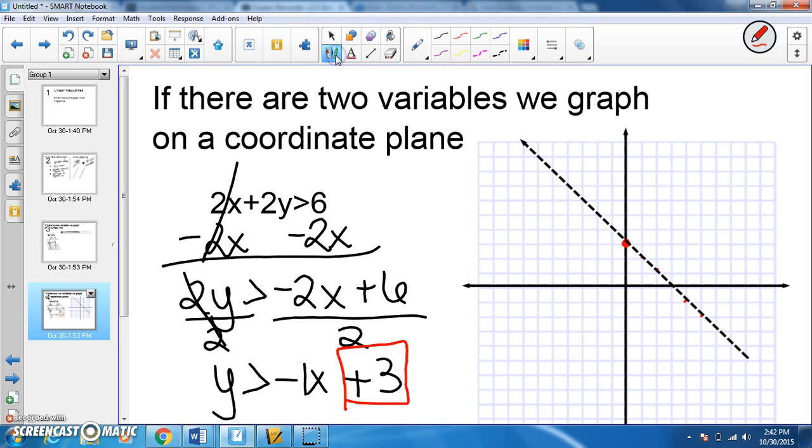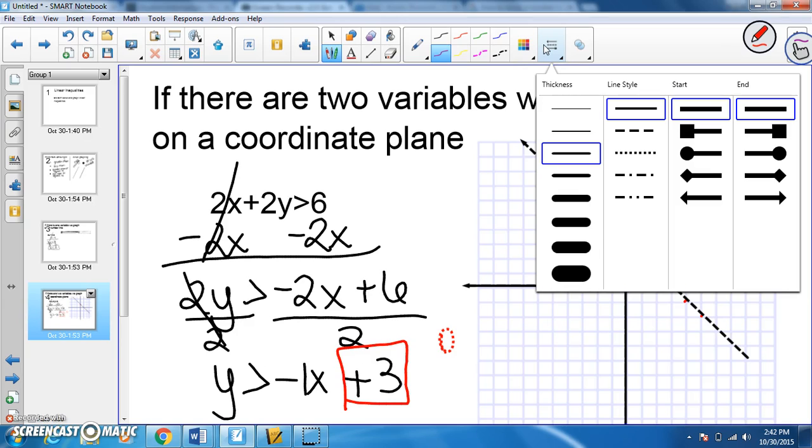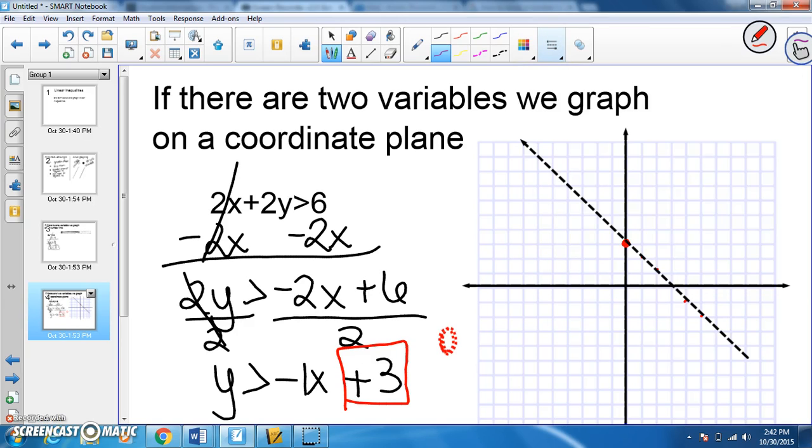And the last part of graphing an inequality is to shade. So where would the greater values be? Above or below this line? Well, if I pick a value down here, say 0, 0, and plug it in, is 0 greater than -1 times 0 plus 3? 0 is greater than plus 3?